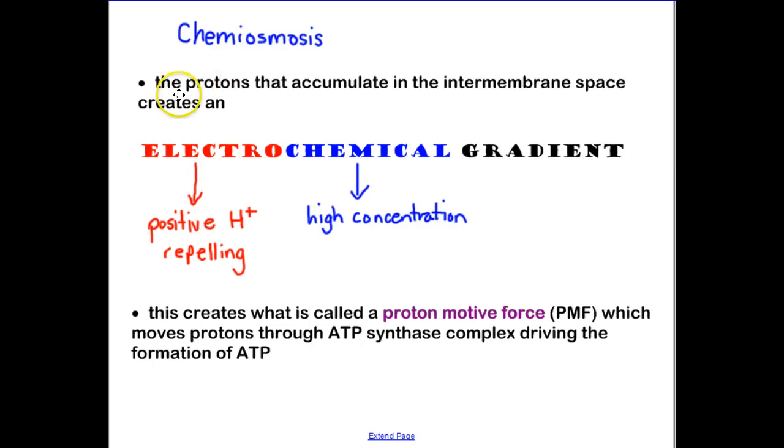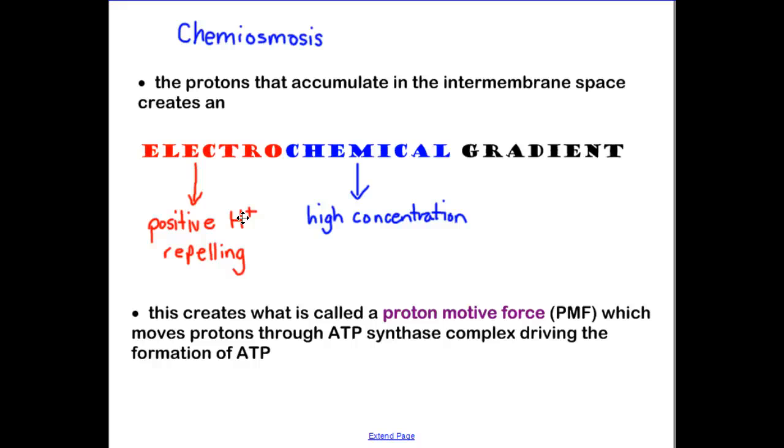So protons that accumulate in the intermembrane space create what's called an electrochemical gradient, and I've color-coded these so that we can break this word down and make sense of it. Electro just means we're talking about some sort of electrical charge or electricity. It's showing that we have a whole bunch of hydrogen ions in one space together. Hydrogen ions have a positive charge, and when you put a whole bunch of items that have a positive charge near each other, they want to repel. That's the law of electric charges. Anything with like charges, they want to get as far away as possible.